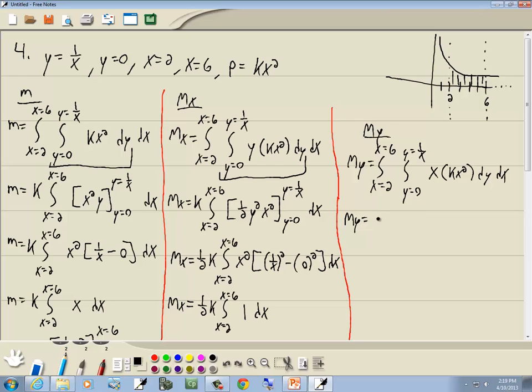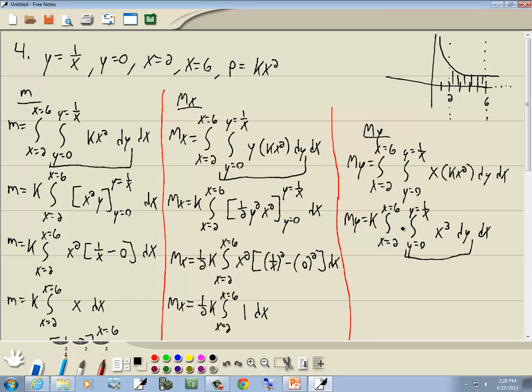Well, the k I can put clear out in front, and let me write it down again. x is equal to 2 to x equals 6. y is equal to 0 to y is equal to 1 over x. And x times x squared gives us x to the third. dy dx.